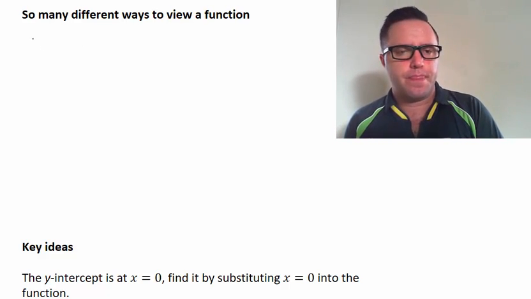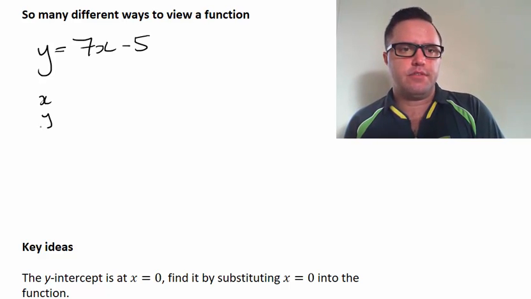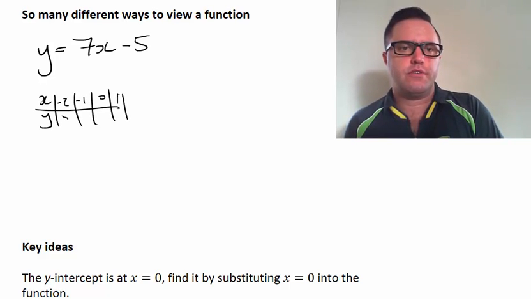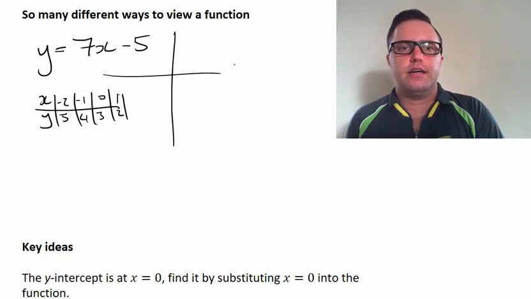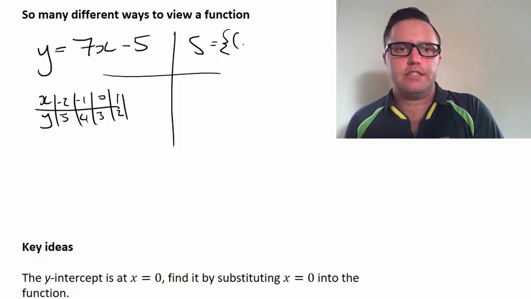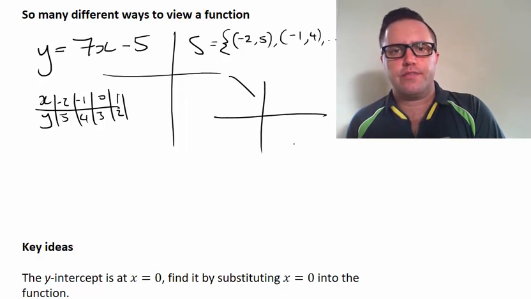So you've got the algebraic form, which might be y equals 7x minus 5. Or you can view them as a table of values: negative 2, negative 1, 0, 1, etc., with maybe 5, 4, 3, 2. You can also view them as just a set of ordered pairs. So that first one would be negative 2, 5, negative 1, 4, etc. Or you can graph it, and it looks maybe like that, x and y.